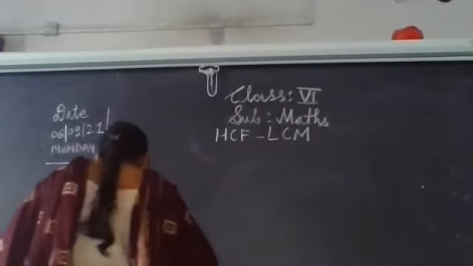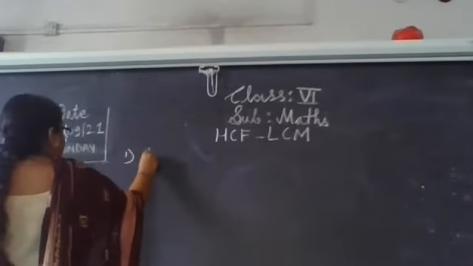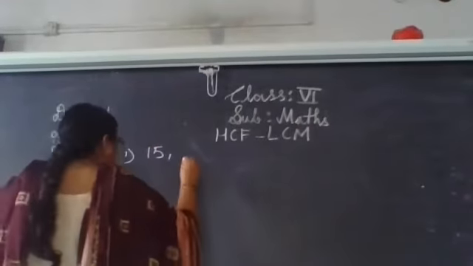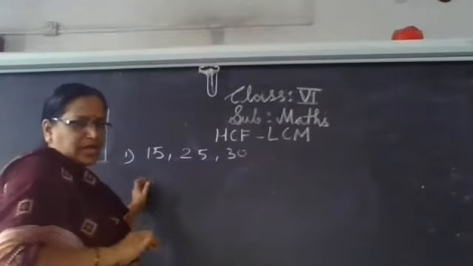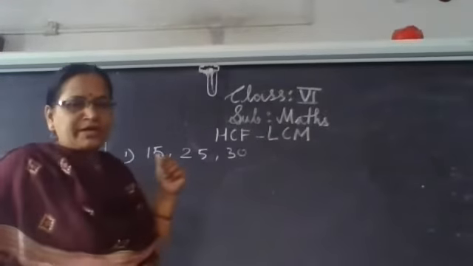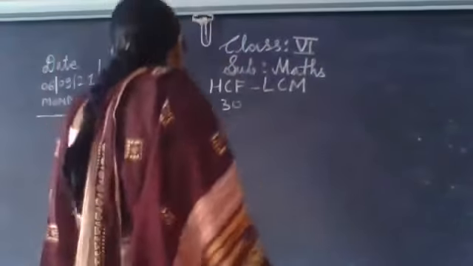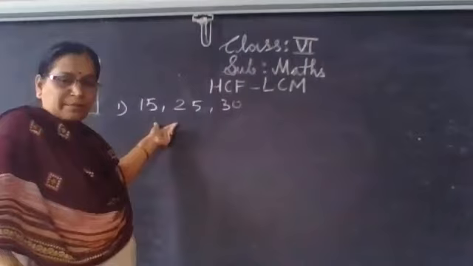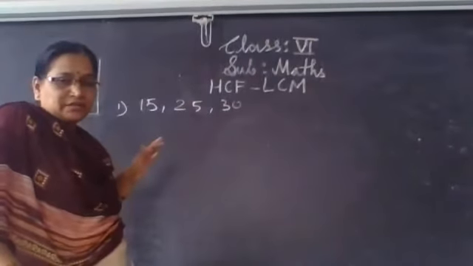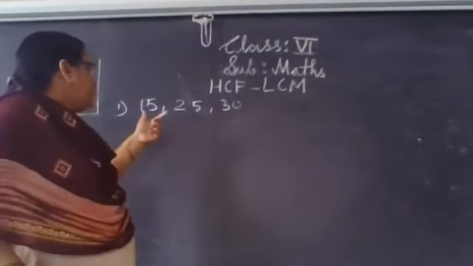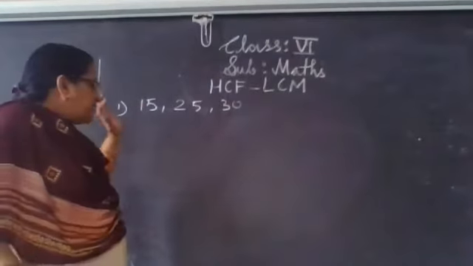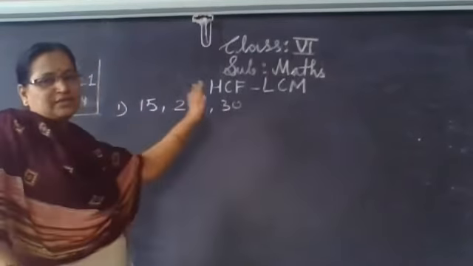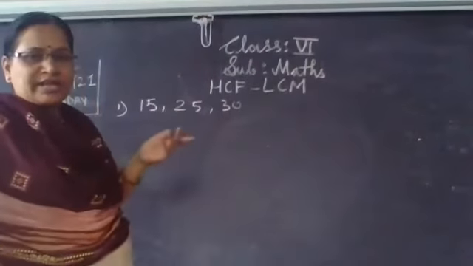For example, if the numbers are 15, 25 and 30. So see children, that day we learned how to find the HCF by division method, but only for two numbers. So if the numbers are three, then what to do? First we will find the HCF of two of these numbers, and then we'll take the HCF of these two and the third number. That is the HCF of three numbers.